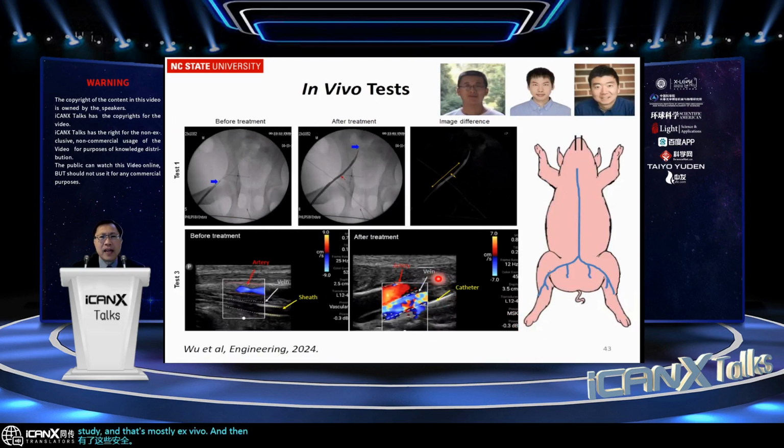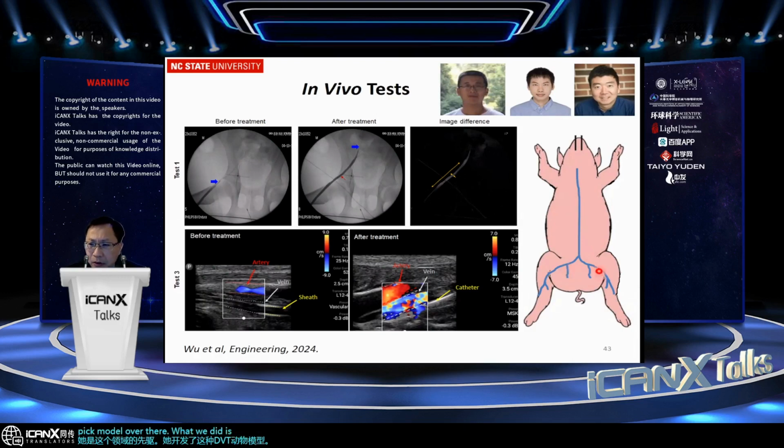And then we get to the next, the in vivo test. I'm really glad to see that a few days ago, our first in vivo test was accepted by an engineering journal. As you can see here, this is the collaborative work with Professor Zheng Xu at the University of Michigan. She's a pioneer in this field. She developed this DVT animal model, the pig model.